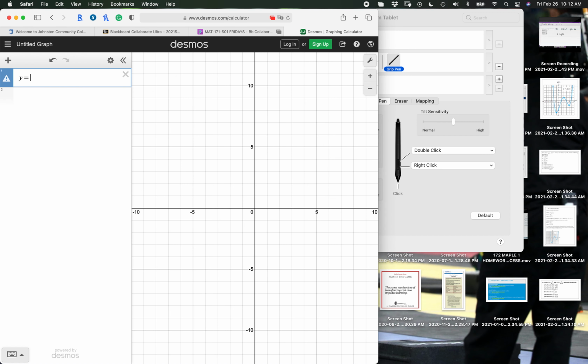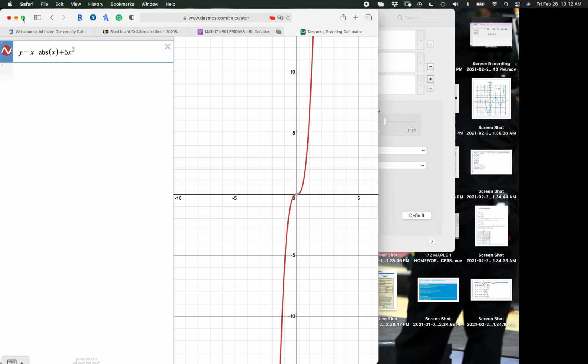What you can do is a quick sketch. So you have x times the absolute value of x plus 5x cubed. Now for the graph, you're going to have symmetry with respect to the origin.